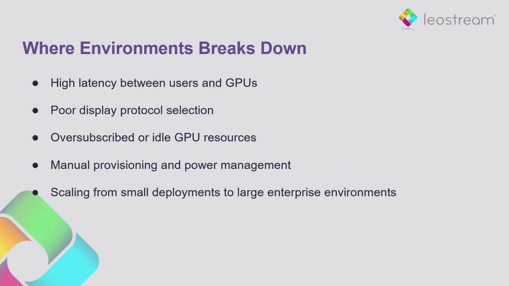Well, first, as I mentioned, network latency. High latency between users and GPUs can degrade their performance for their graphics. What that means is you probably want to connect users to machines that are closest to where that user is physically located. And then the way you want to do that connection is using the appropriate display protocol based on the user's task and workload.